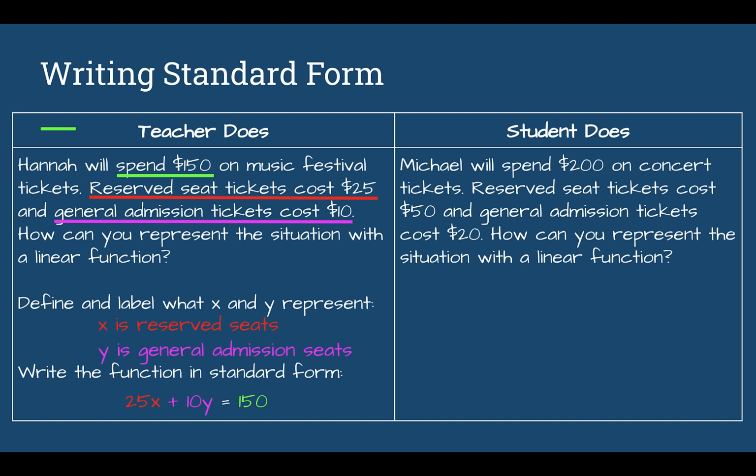Let's check your answers. If x is still reserved and y is still general admission, you should have got 50x plus 20y equals 200. Notice everything is pretty much in the same format. Something x plus something y equals some number. And that's generally what you're going to see for things in context. If something's going down or losing money, then it'll be minus that. But most real situations are involving coming up with some total by adding two things together.